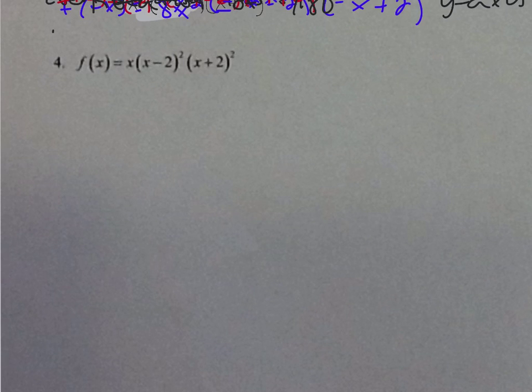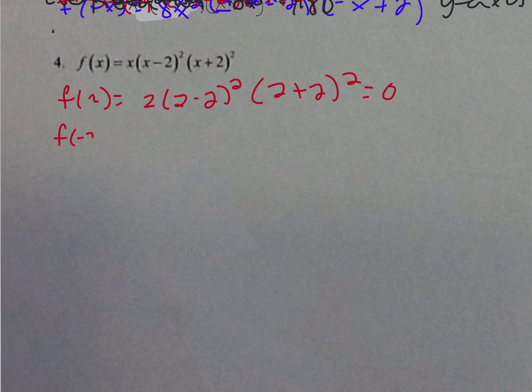Okay, so last one we have f of x is equal to x times x minus 2 squared times x plus 2 squared. All right, so let's pick a number. I'm going to pick 2, f of 2. So it's 2 times 2 minus 2 squared times 2 plus 2 squared. So plug that in your calculator, so put it on pause, plug it in. You get 0.